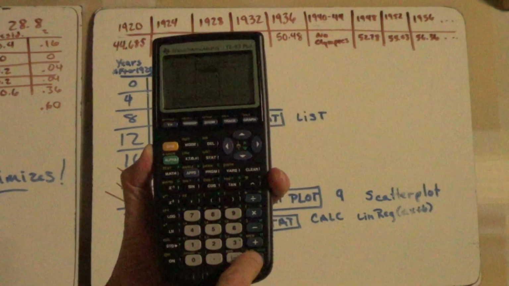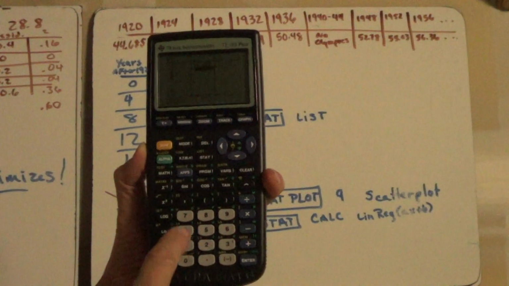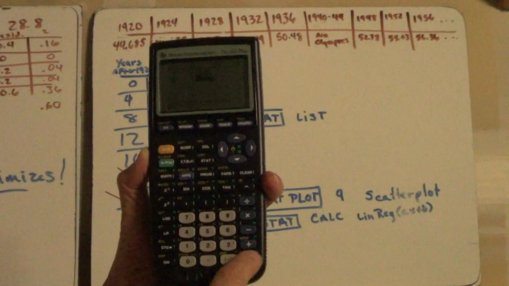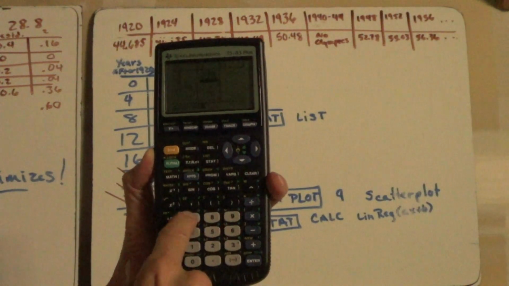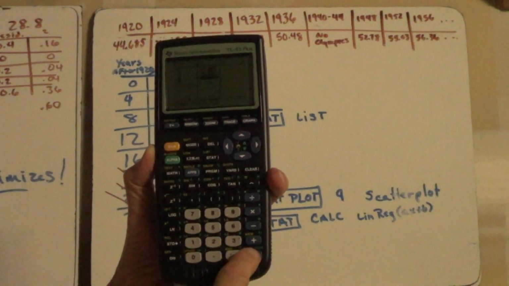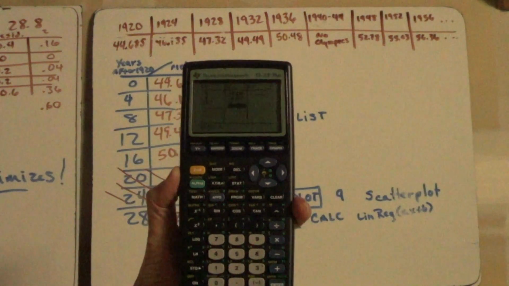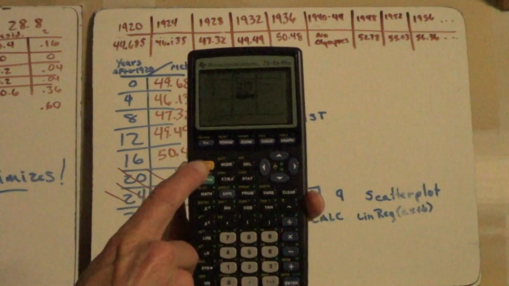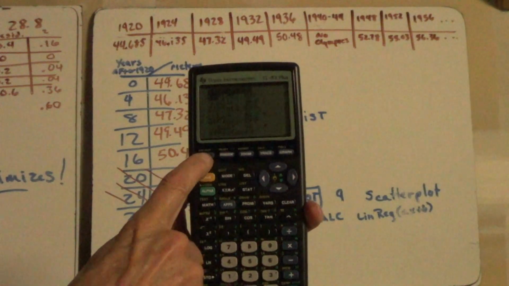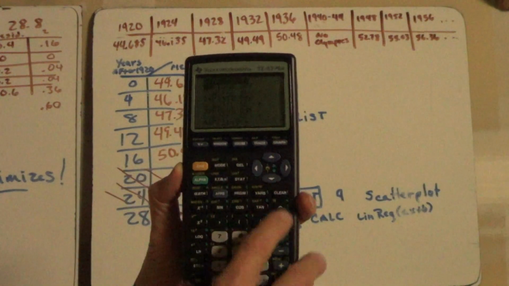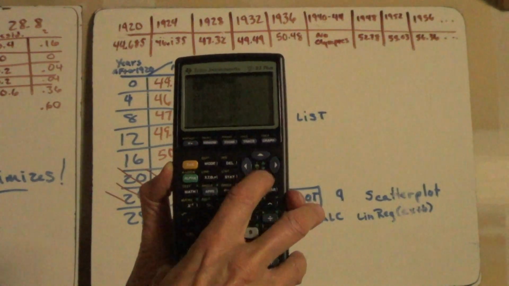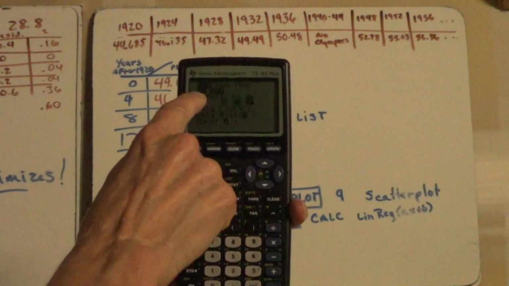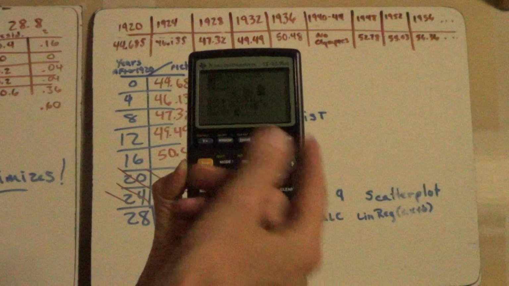44.685, enter, and it'll take you down to that list. 46.135, enter, 47.32, enter. And so you can see how I'm going to enter those. Then when you get ready to do the scatter plot, you'll actually hit second and go to stat plot. In this, you want to go over with your cursor, actually hit enter on the first plot, and then the cursor is on, hit enter because you want to turn it on.